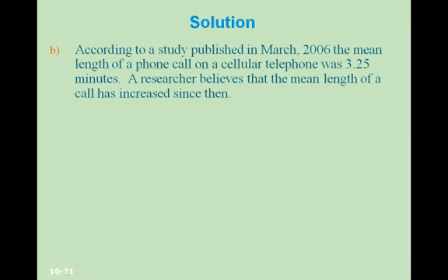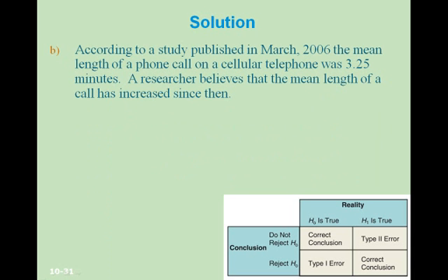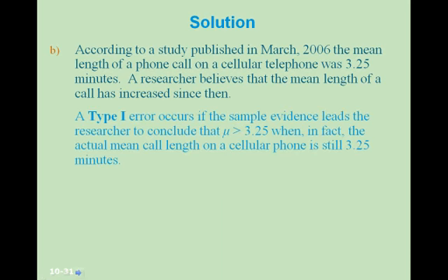For part B, we're looking at our mean length of phone calls on a cell phone, and our researcher believes that the mean has increased since 2006. So a type 1 error, we reject the null when it's true. A type 2 error, we don't reject the null when the alternative is true. The type 1 error occurs if the sample evidence leads the researcher to conclude that the mean is greater than 3.25, when in fact the actual mean call length on a cell phone is still 3.25 minutes.